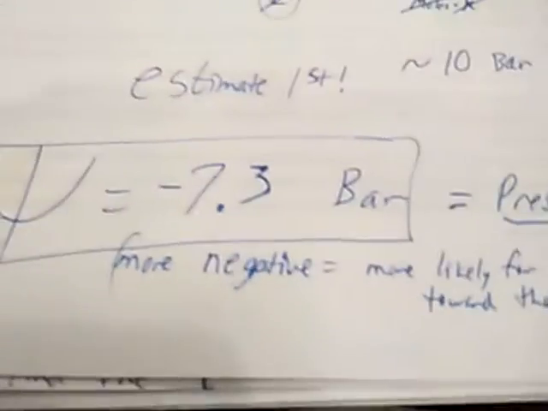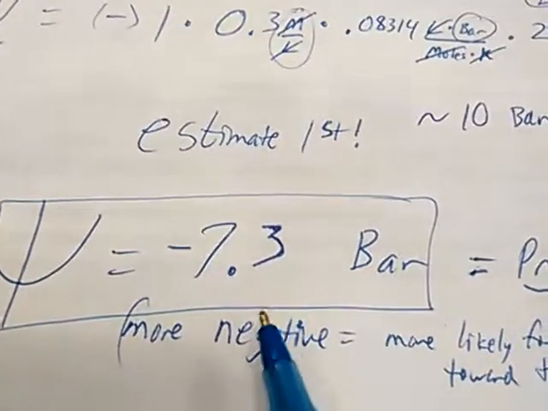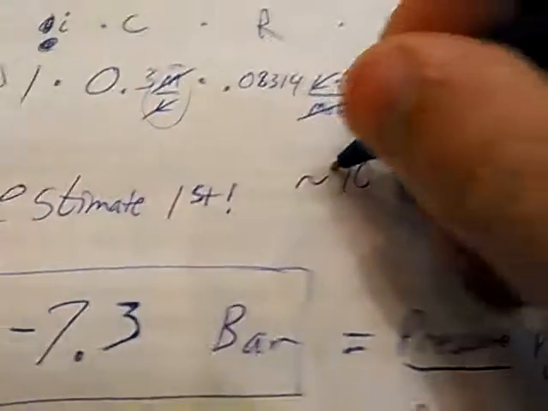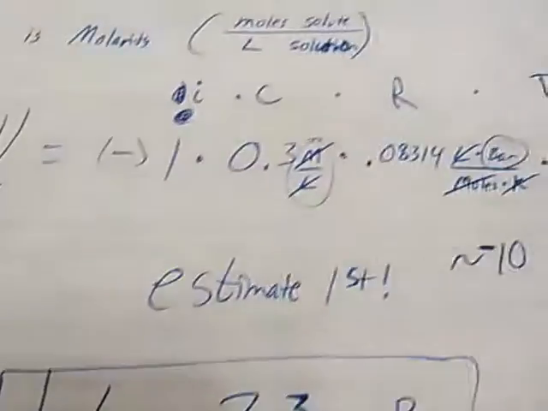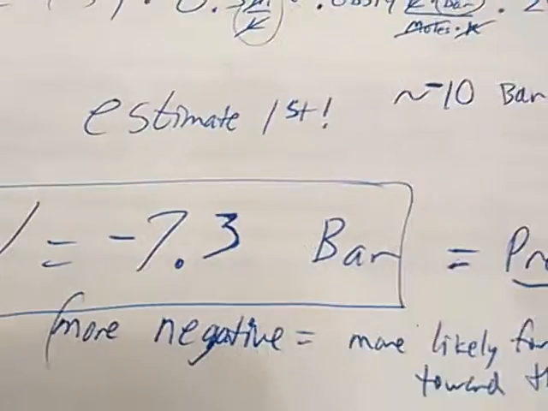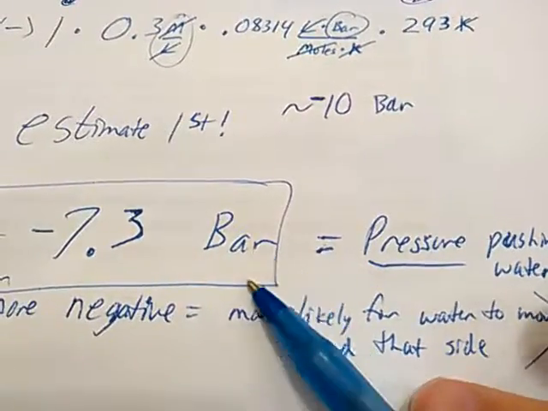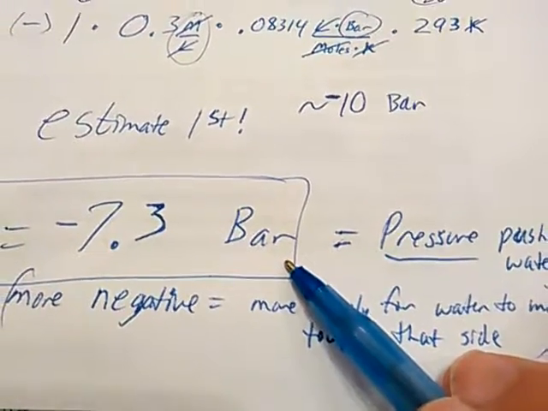Put this in the calculator. And after the magical number box came across, we got 7.3. Oh, shoot, I forgot the negative. Yeah, it's a problem. They're all going to be negative. -7.3 bar.